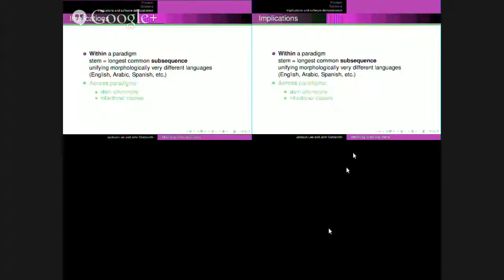And we find that this approach works well for a wide variety of languages with different morphological types. So English, Arabic, Spanish, etc. And I'll be showing you more data, more examples, when I show you a little computer program that I've written. So next is about across paradigms.